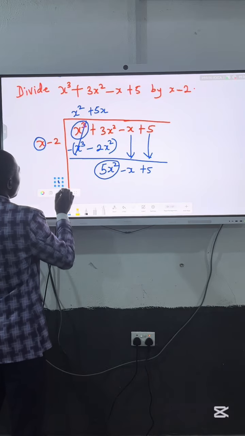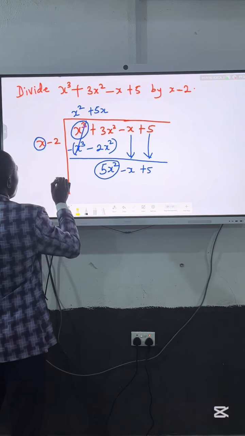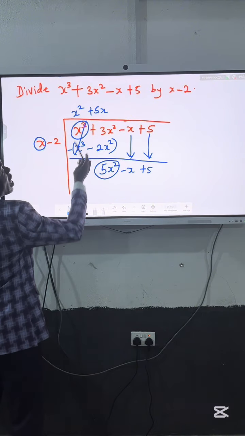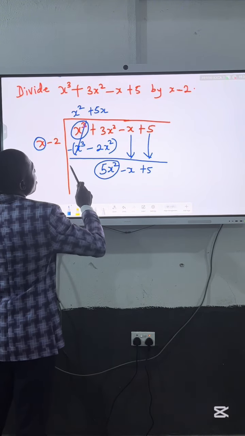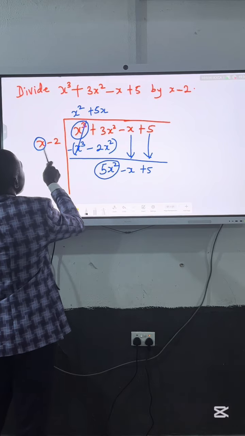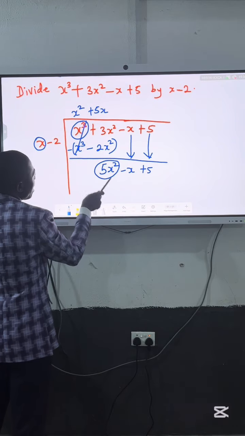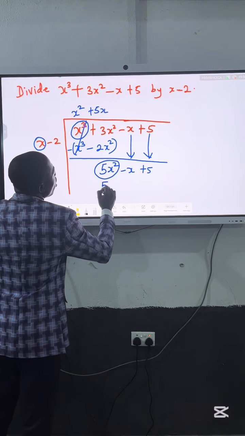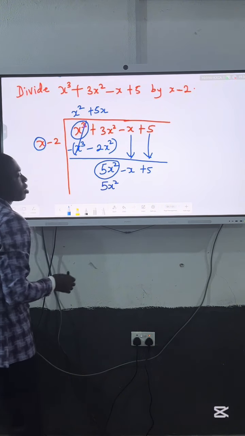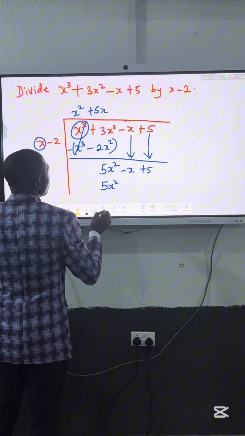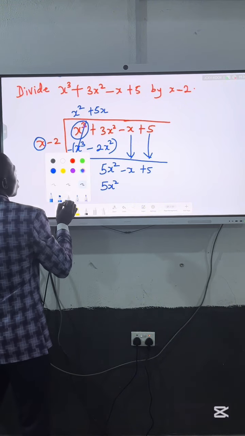So let's continue on. Now, after I have written the answer, remember what we did in the first case. Multiply this 5x now by each of these two terms and write it down. So 5x multiplied by x will give you 5x squared.